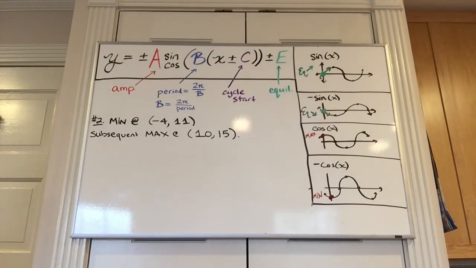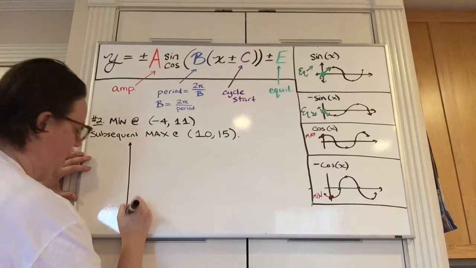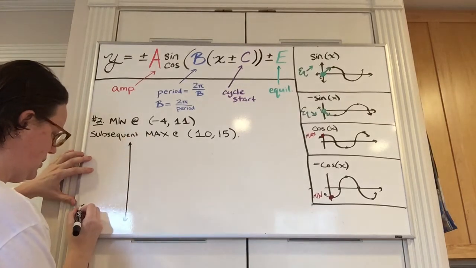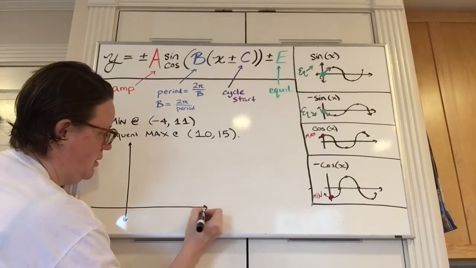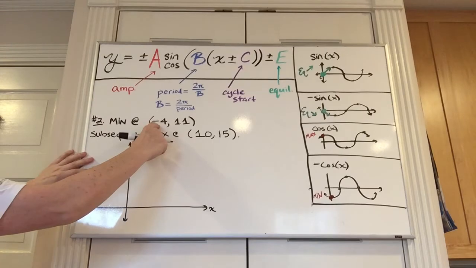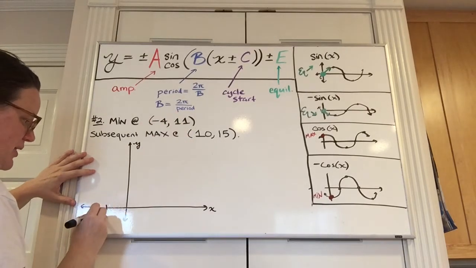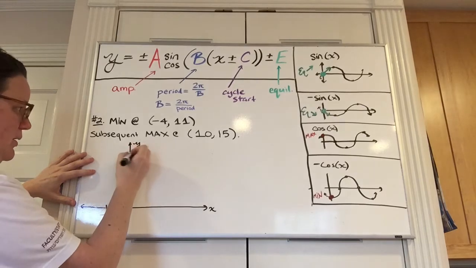We're going to find an equation for this function. We're going to start, however, by drawing a picture. So I'm going to draw my x-axis and my y-axis. And I'm going to try to label these points. So this is the point x is -4, y is 11. So I'm going to label for myself, here's -4, here's 11.